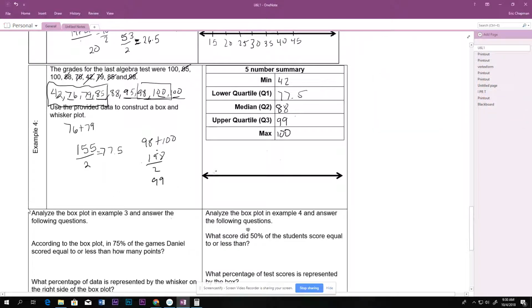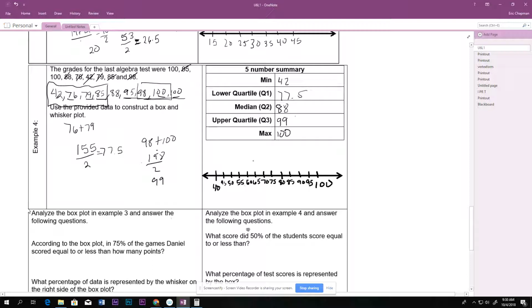So we are going to start with 40. We're going to count by fives: 45, 50, 55, 60, 65, 70, 75, 80, 85, 90, 95, and 100.